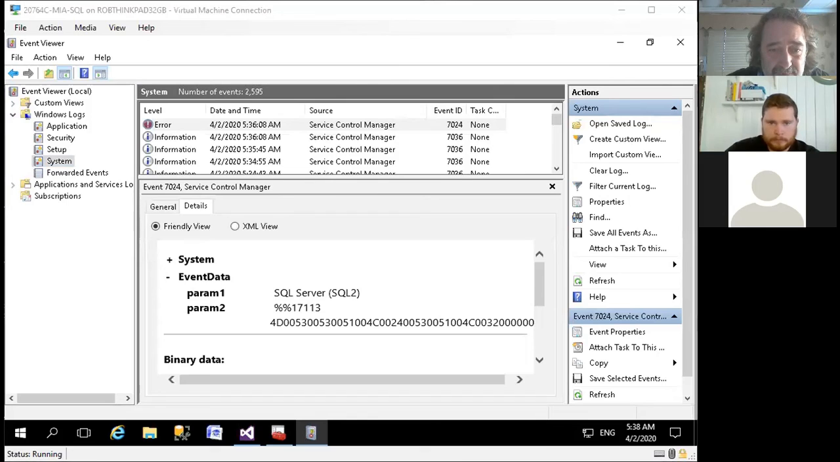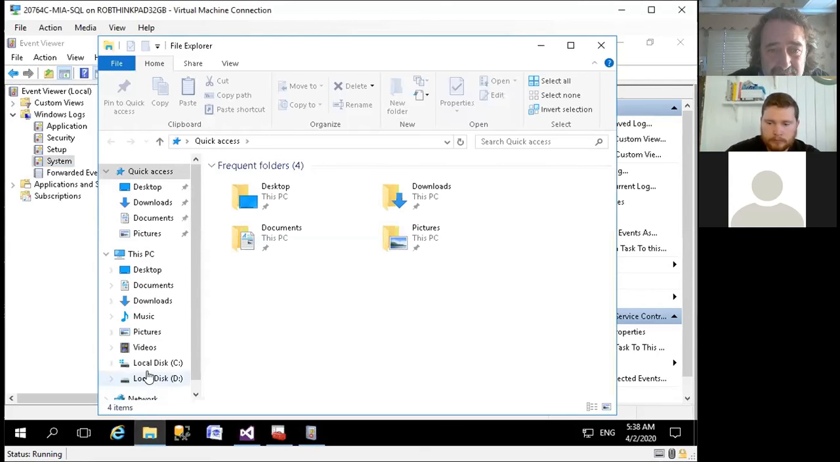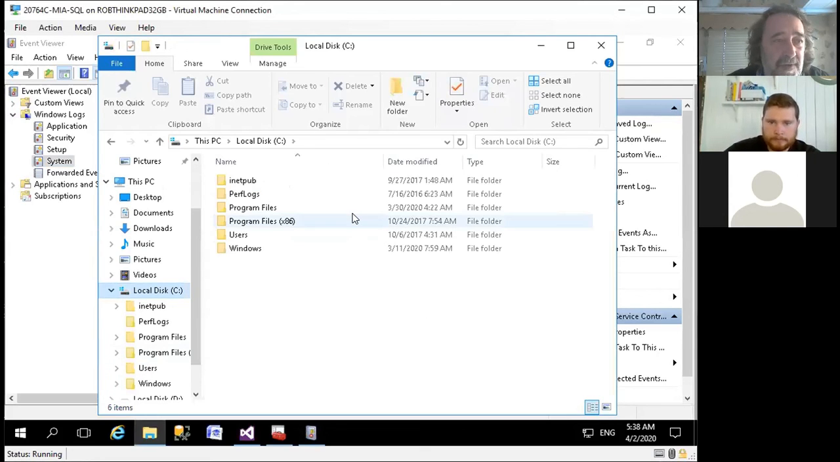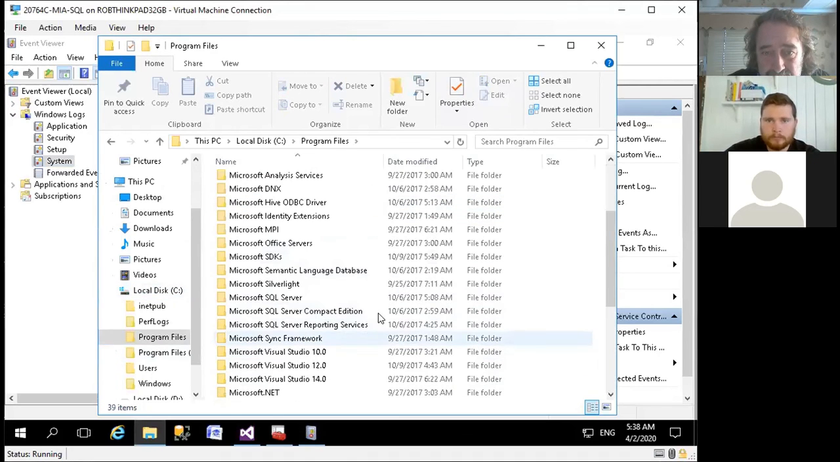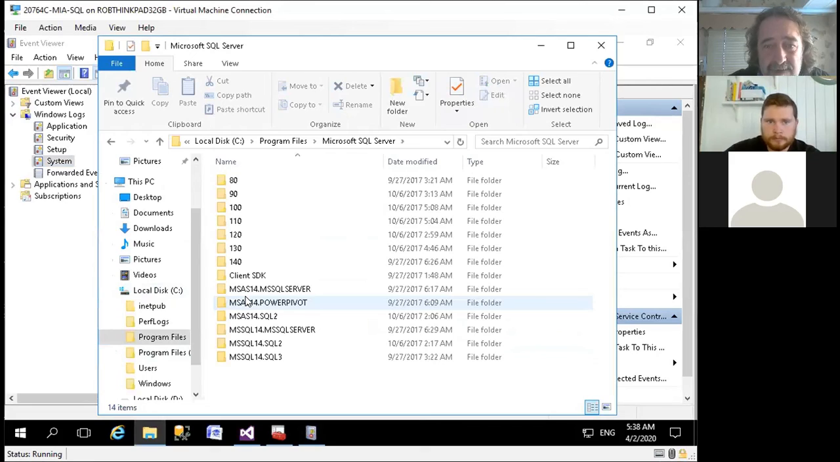So where is this stuff? We have to go hunting for it. It's down inside the guts of where the program lives: Program Files, Microsoft SQL Server. I usually click the wrong one in here because there are two that look the same. It is this one. So we're digging into this one for SQL 2.